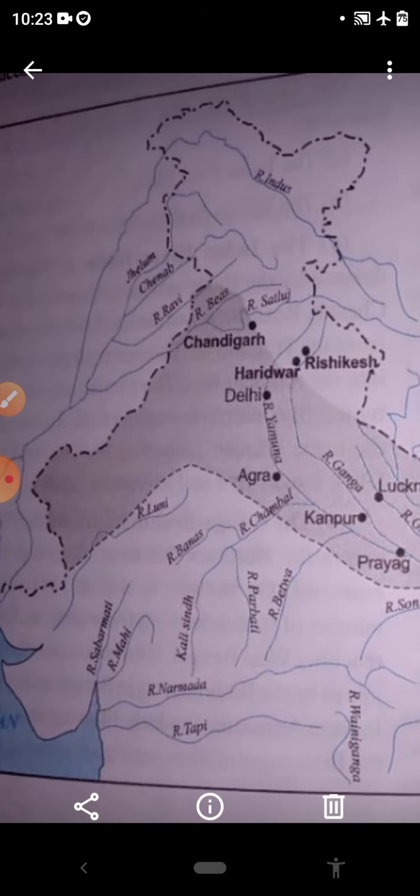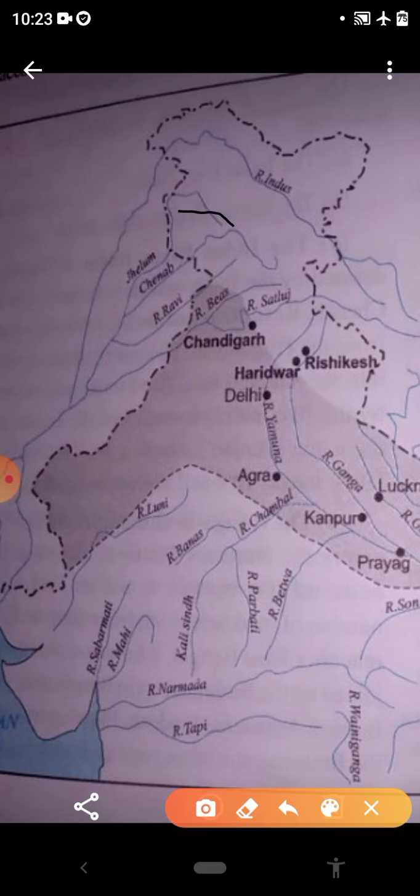Now we will discuss the basins. I have just told you about the Himalayan rivers, which have played a significant role in the formation of the Great Northern Plain. The Great Northern Plain can be divided into three basins. In the west, we are getting the Indus Basin. If you see, this part is showing you the Indus Basin.